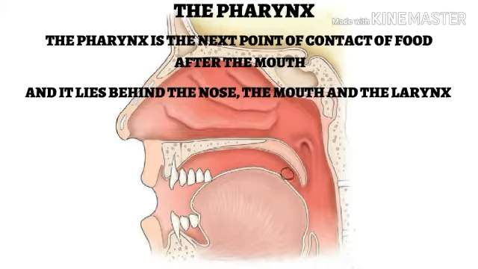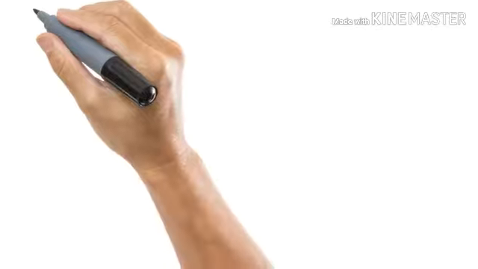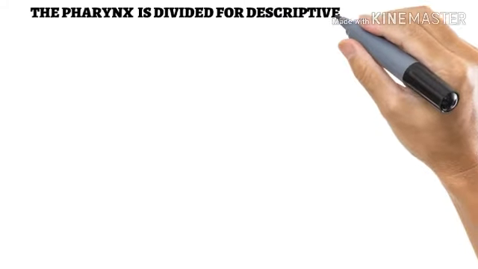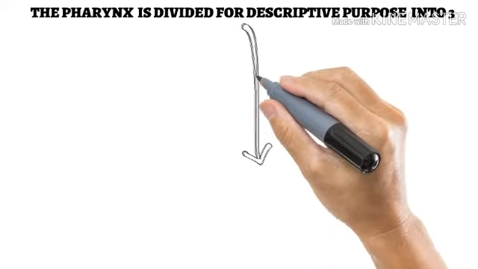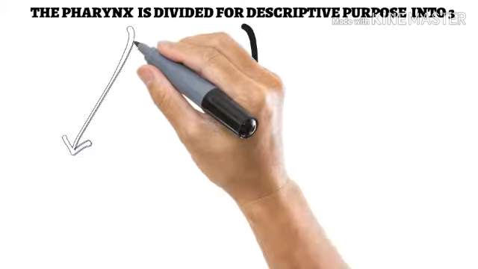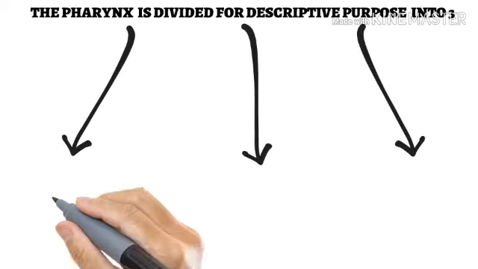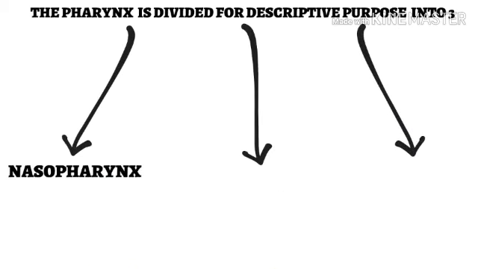As you are seeing that food particle, the bolus, the exact place it is passing through is the pharynx. It's not ideal for food to be passing that way, but I just do that to illustrate what the pharynx means. So, the pharynx is divided for descriptive purposes into three, so that we are able to describe it easily. Don't forget, I said it lies behind the nose, the mouth, and the larynx. So therefore, the first part is called the nasopharynx. The second part is the oropharynx, and the third part is the laryngopharynx.